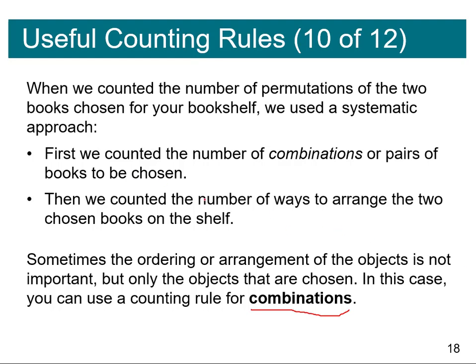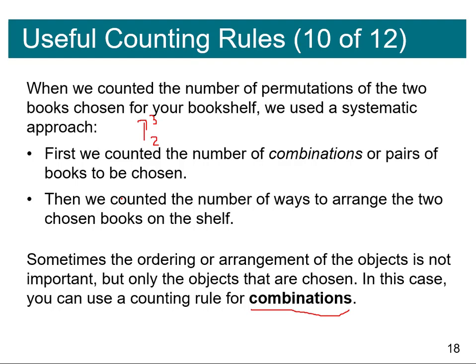So let's read what they say here. Going back to the original question, where we chose 2 books to put on our bookshelf. So we had 3 books and we chose 2. Just going back to our original question, we had 3 books to choose from, and we chose 2, and the order that we put them on the shelf was important. So that would be P(3,2), the number of ways, and that's going to be 6.